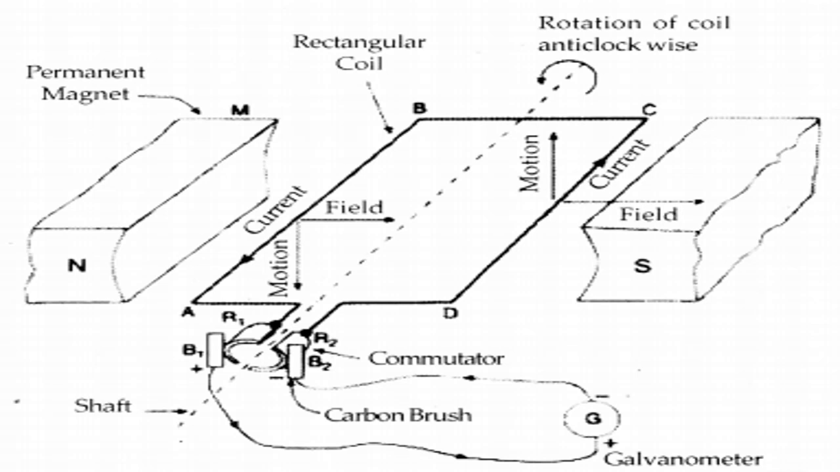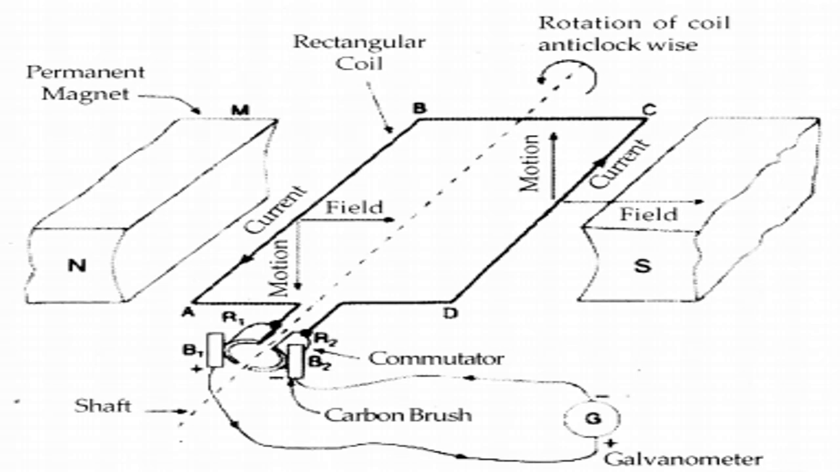By using Fleming's right hand rule, we can determine the direction of induced EMF or induced current in the conductors. As per Fleming's right hand rule, in conductor AB, current flows from B to A. In conductor CD, current flows from D to C. A galvanometer is connected to this rectangular coil through commutator and slip rings. The commutator and the slip rings we will discuss in the coming slides.